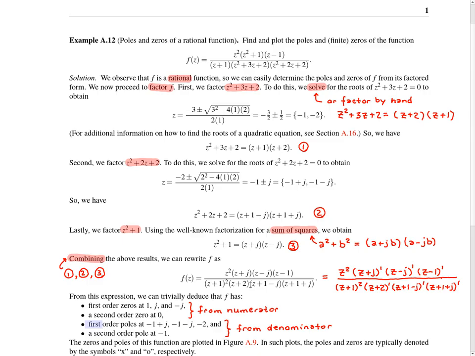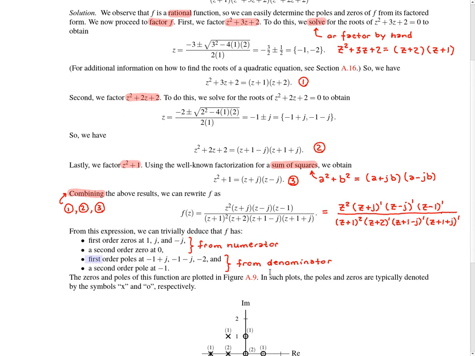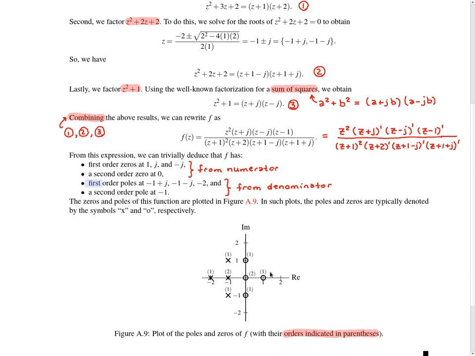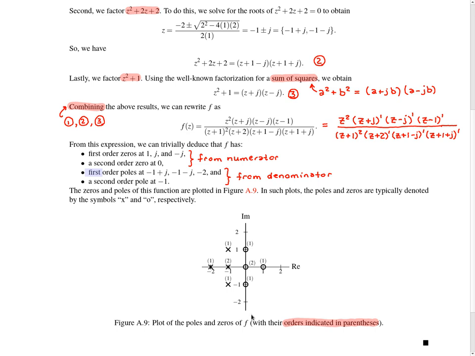And then in the last part of the example, we're asked to actually plot the poles and zeros. So this is the last part. I'll just scroll this example up so you can see the plot. Here we've plotted the poles and zeros. The things in brackets here are indicating the orders.